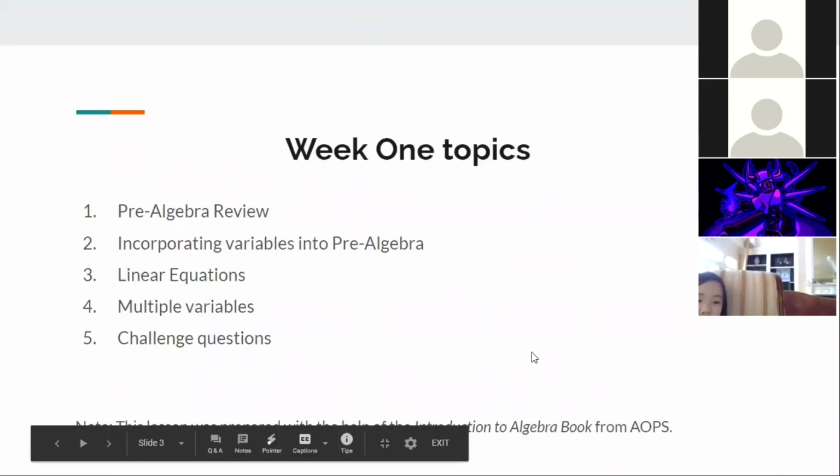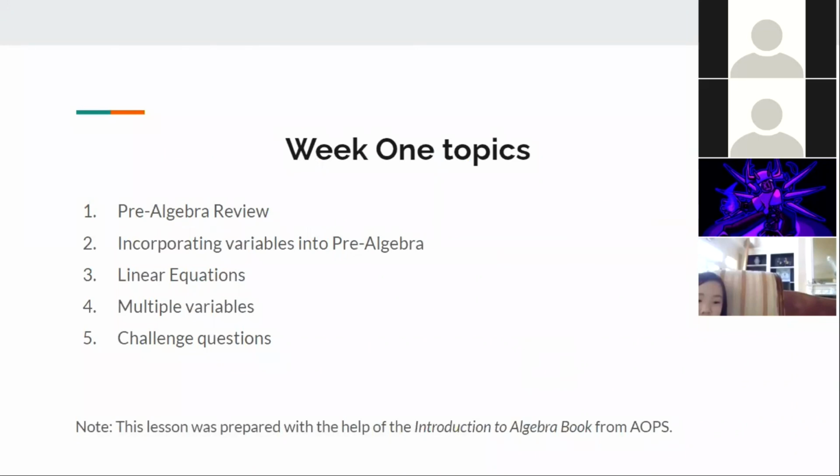Okay, so this week, these are the 5 topics we're going to go over. First, we're going to do some pre-algebra review. Then we're going to do some introducing variables into pre-algebra. Then we're going to go into linear equations. And then we're going to go into linear equations with multiple variables. And lastly, we'll have some challenge questions. And this week's lessons were prepared with the help of the Introduction to Algebra book from AOPS.